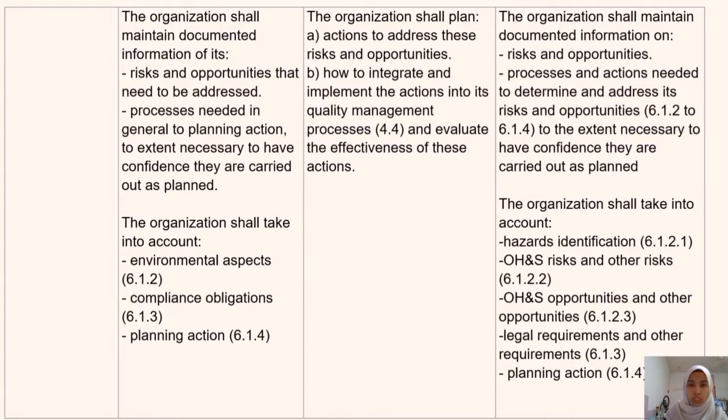Next, 6.1.3, which is compliance obligations. The organization shall determine and have access to the compliance obligations related to its environmental aspects, determine how these compliance obligations apply to the organization, and take these compliance obligations into account when establishing, implementing, maintaining, and continually improving its environmental management system. And last, planning actions for 6.1.4, where the organization shall plan to take action to address its significant environmental aspects and compliance obligations. So we will see ISO 45001.